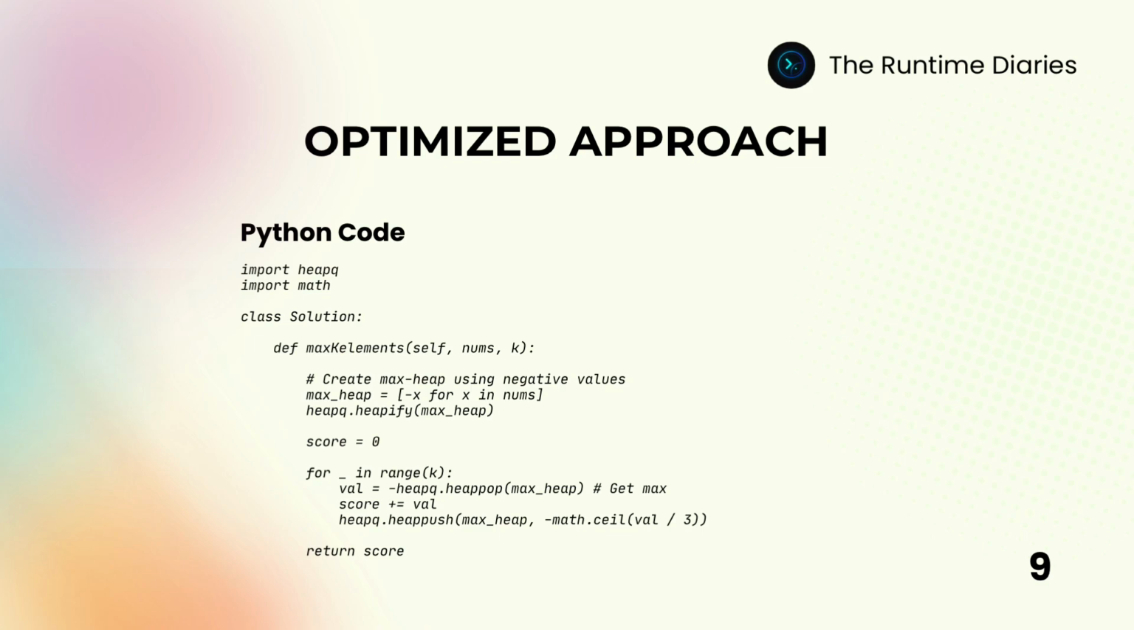We initialize score to 0. Then we loop k times. On each iteration, we pop the smallest element from the heap, which is the most negative number. We negate it to get the actual maximum value. We add that value to score. Then we compute ceiling of value divided by 3, negate it, and push it back into the heap. At the end, we return score. This is short, efficient, and it uses exactly the right tools for the job.